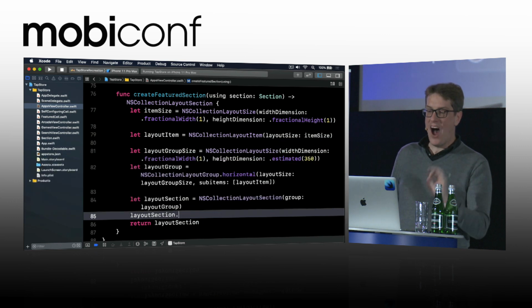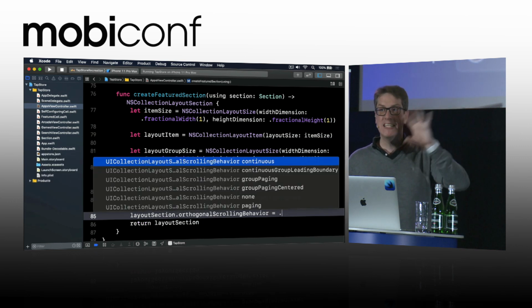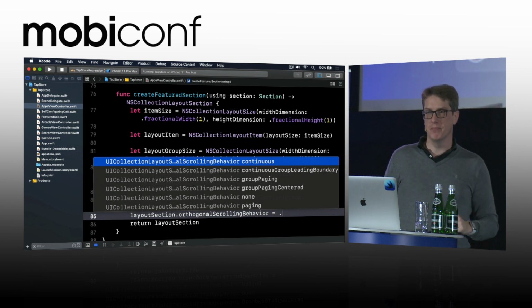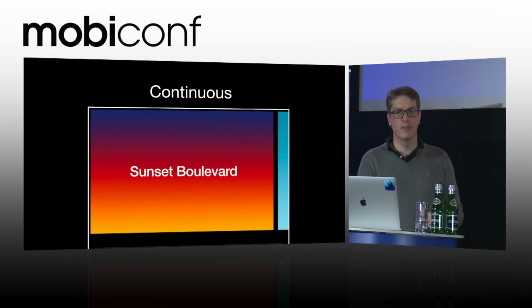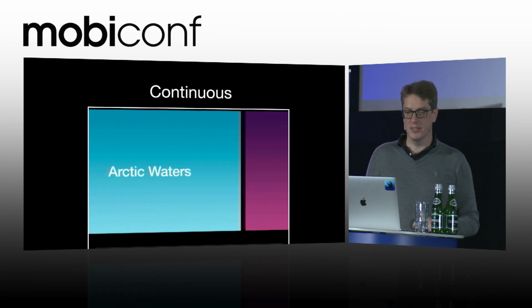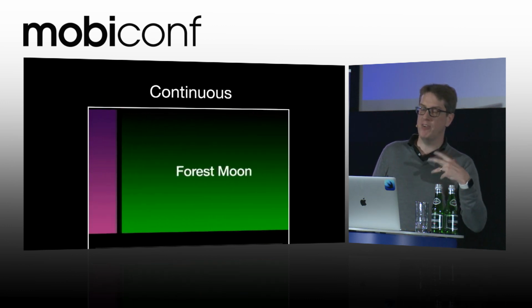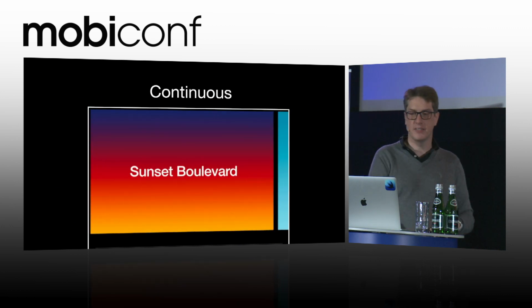So I'll say our layout section has orthogonal scrolling. It scrolls relative to the major scroll view in a different direction. And there are a number of options here, continuous, group paging, and so forth. Here's how they look. Here is continuous scrolling. Works much like a UI scroll view would work. You pan around, release, it'll just float naturally to a stop and sit there. That is continuous scrolling, as you'd expect.